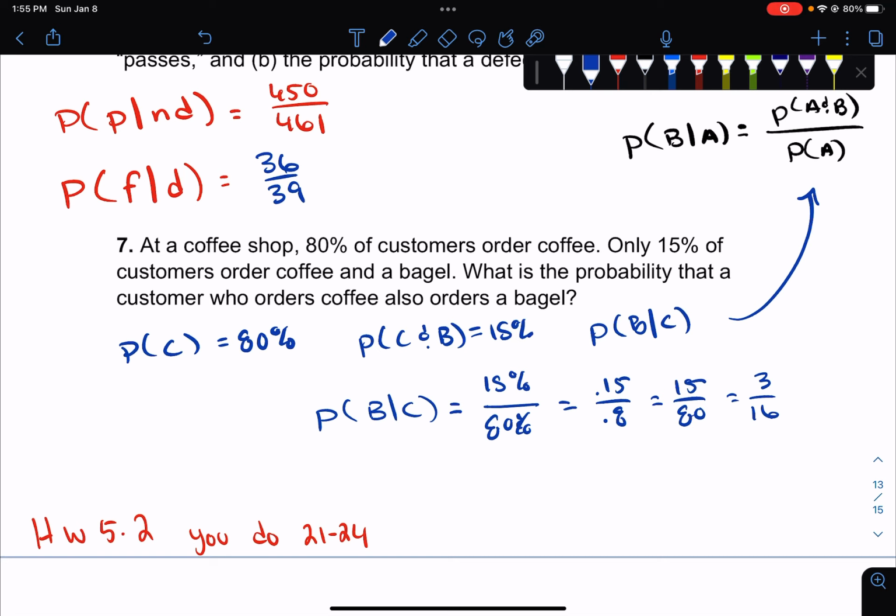All right, 5.2, last section of homework. Go ahead and do numbers 21 through 24. 21 and 22 are going to give you a table. 23 and 24 are not going to give you a table. You're going to have to use the formula to find 23 and 24.